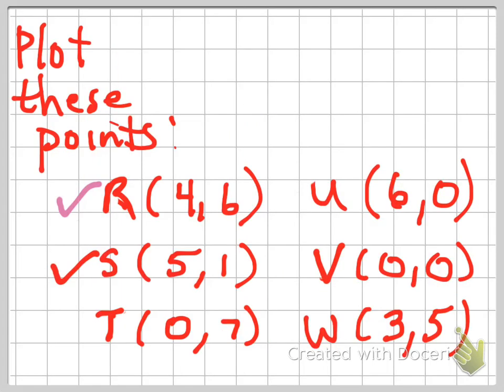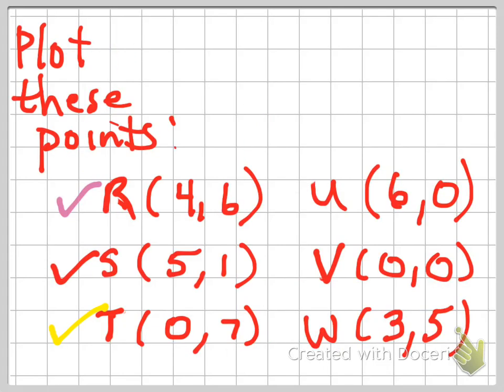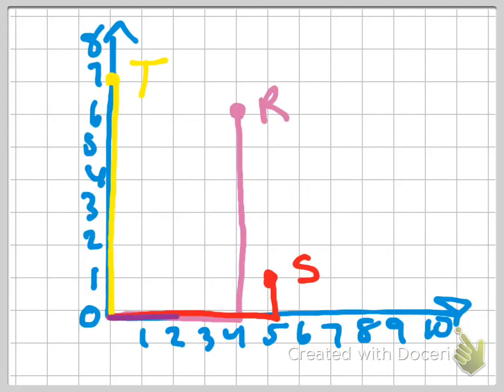Next, let's take a look at the T. T is 0, 7. So we start right here, but we're not going to go anywhere other than on the y-axis. We'll go up to the 7, and that's our T. That's our point right there. And then next we have U, which is 6, 0. So again, we're going to go all the way to the 6, but we're not going to go anywhere. There's nowhere to go up. So that's our U.